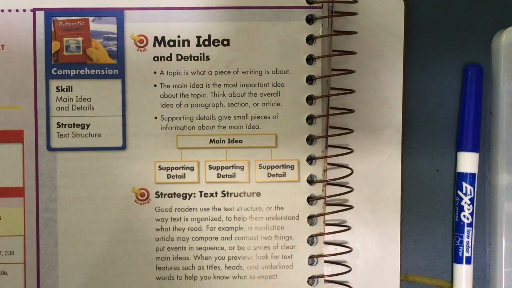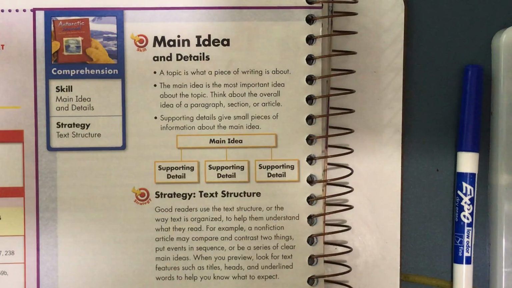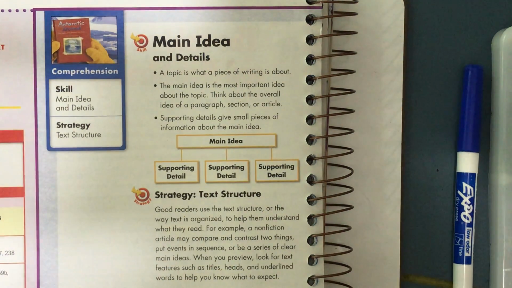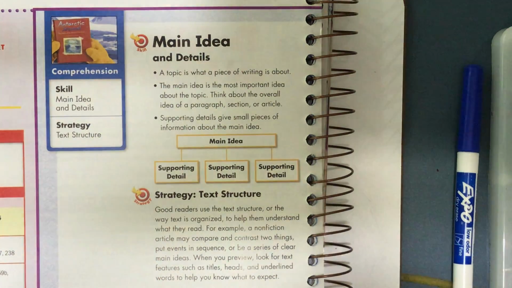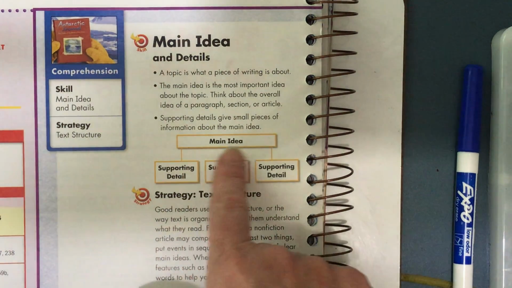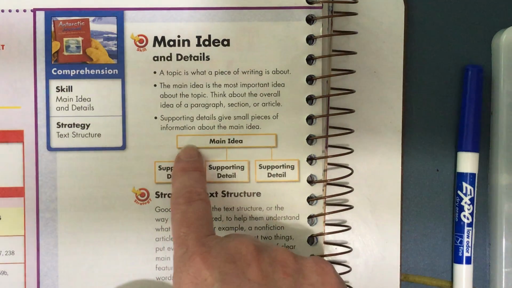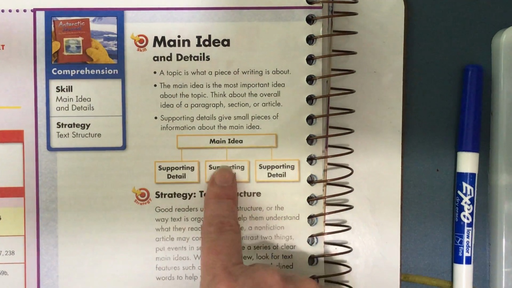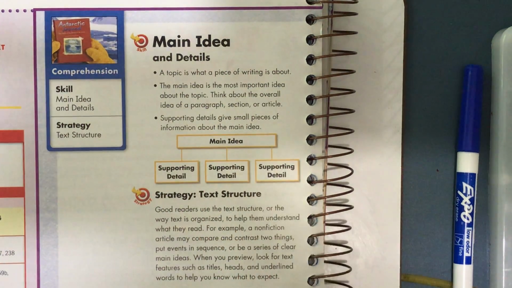It says a topic is what a piece of writing is about. The main idea is the most important idea about the topic. Think about the overall idea of a paragraph, section, or article. Supporting details give small pieces of information about the main idea. So here's a graphic organizer we can use for main idea and detail. The main idea goes here, and the supporting details, the things that tell about the main idea.